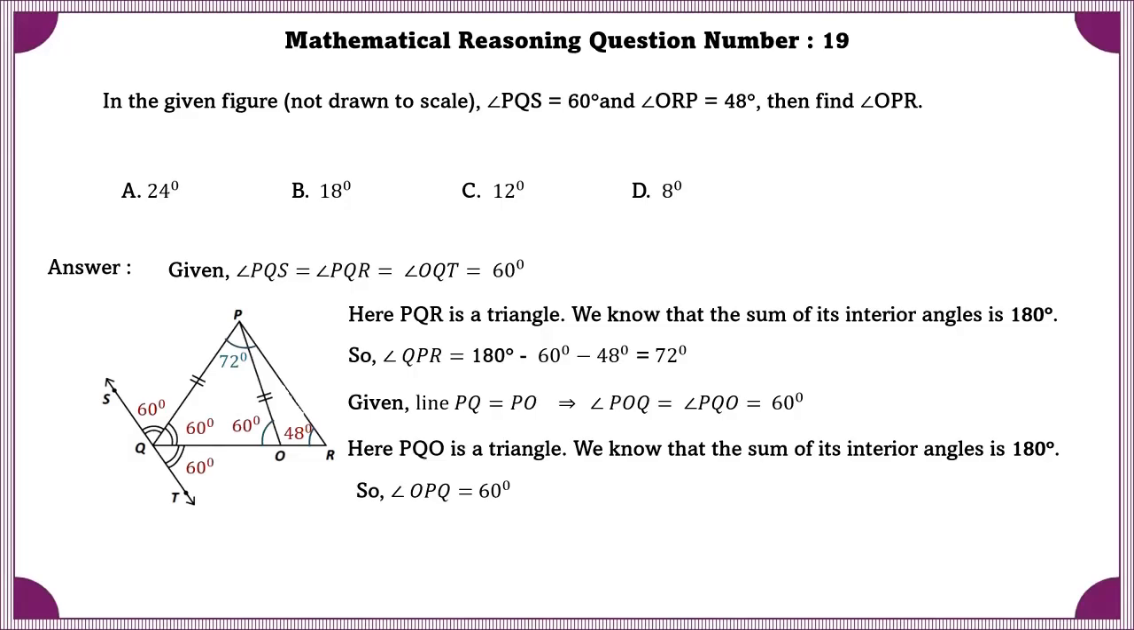We know that the sum of the interior angles is 180 degrees. So angle OPQ is equal to 60 degrees. Then angle OPR is equal to angle QPR minus angle QPO, which is equal to 12 degrees.